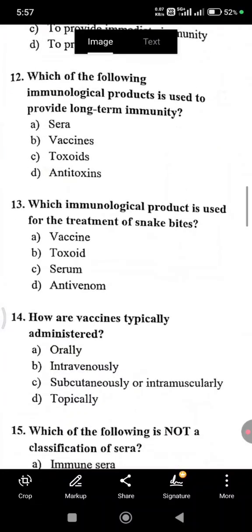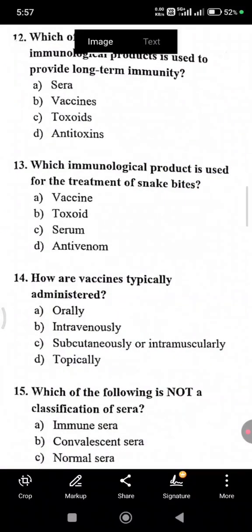Let's go to question number 13. Which immunological product is used for treatment of snake bites? That is serum.